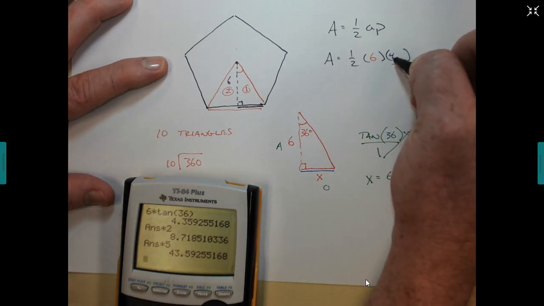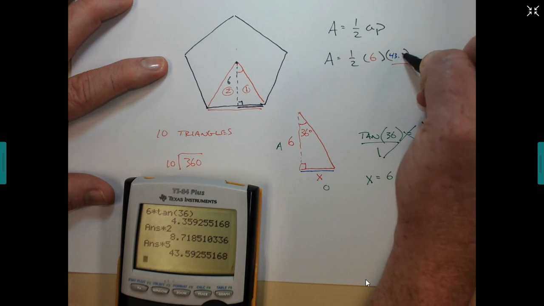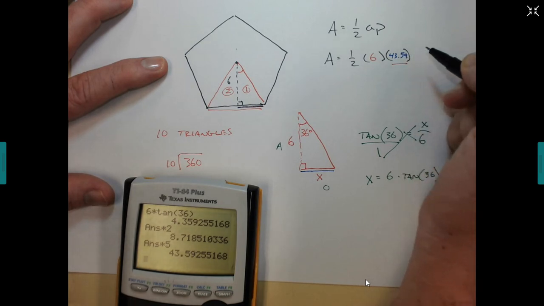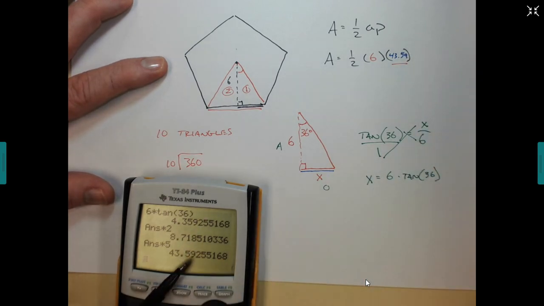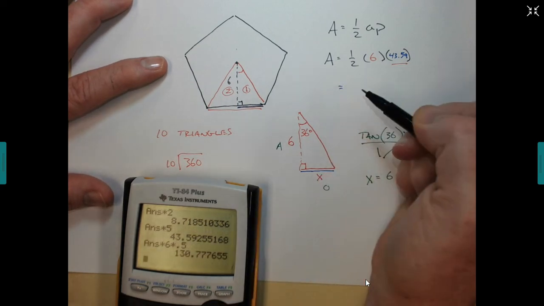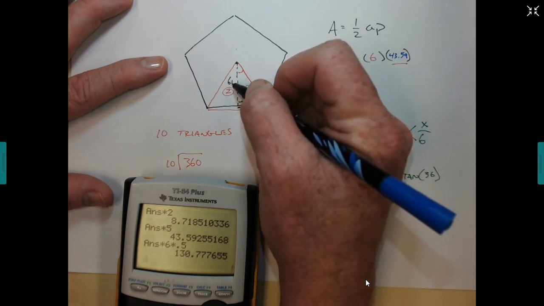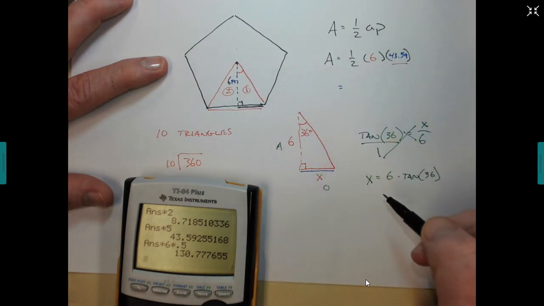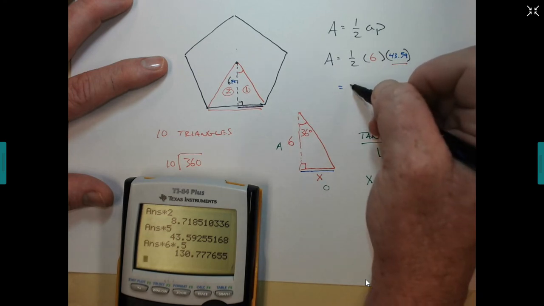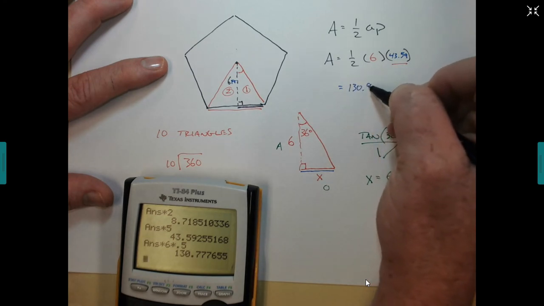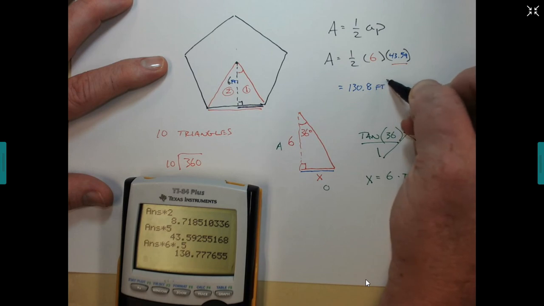Maybe I'm writing down 43.59 as my perimeter, but I'm not going to get rid of this unrounded value. I'll just take this times the apothem times 1/2 so that I haven't rounded yet. And my area, let's say these were maybe feet, my area would be 130.8 square feet.